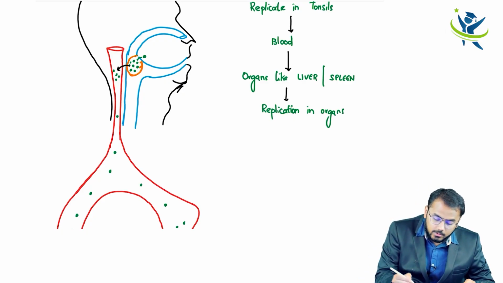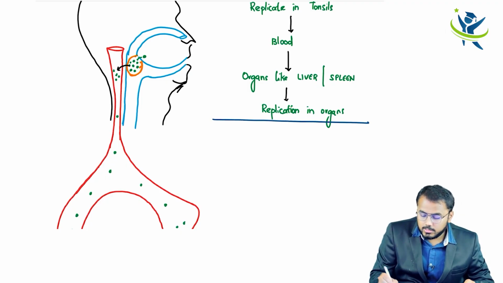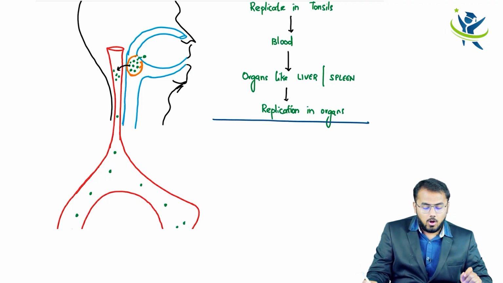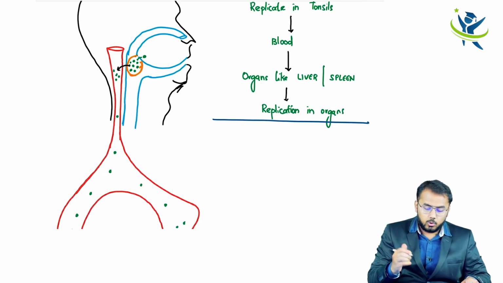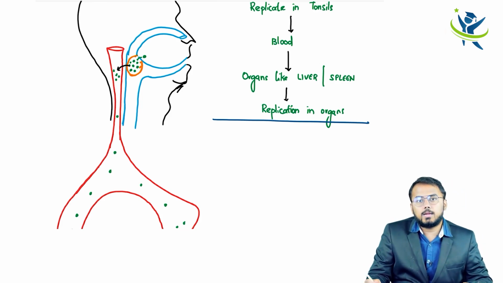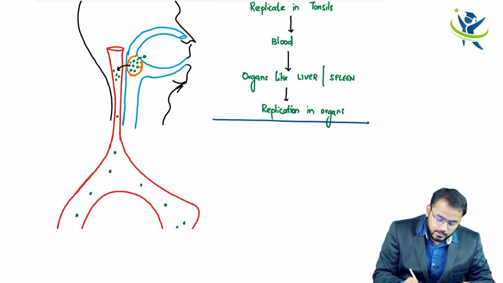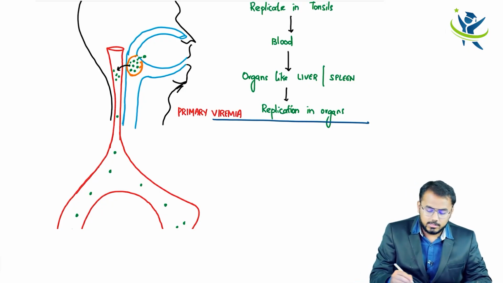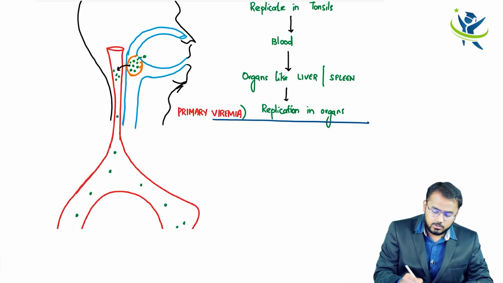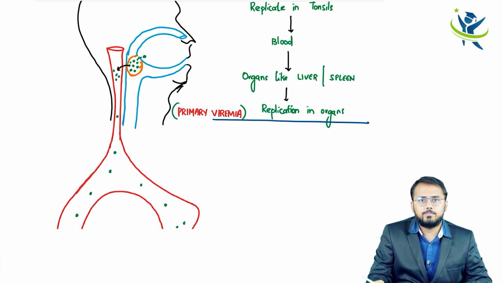Now till here, whatever I have just told you, all the way from the replication in the tonsils till the replication in the organs, this entire process which I have told you, this is called as primary viremia. All this over here is called as primary viremia.